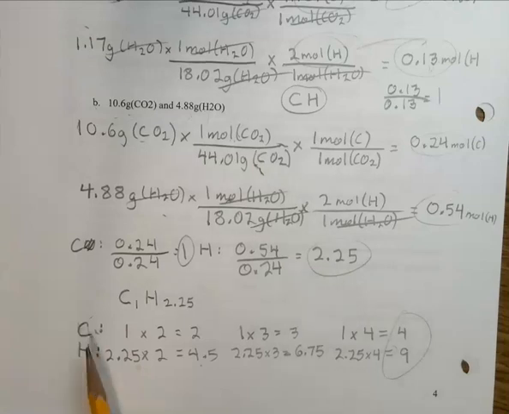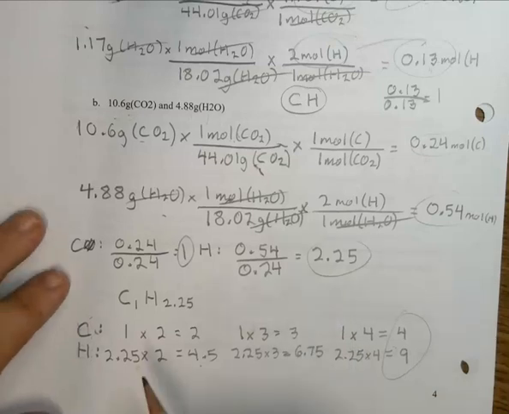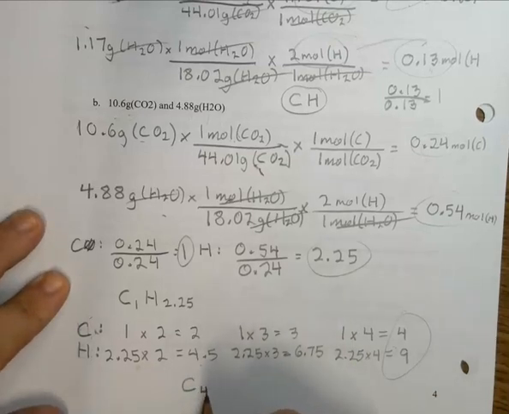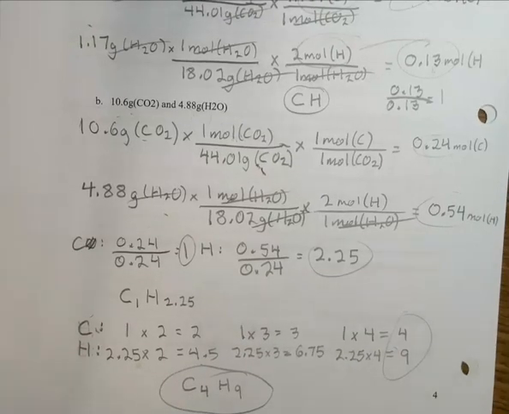Check that. That's the carbon on the top and the hydrogen on the bottom. We got those backwards. So these are going to be your coefficients. So it's C4H9, and that's your empirical formula for this compound.